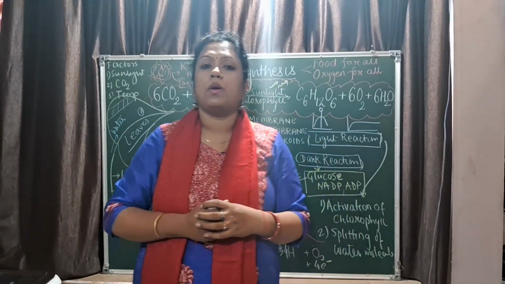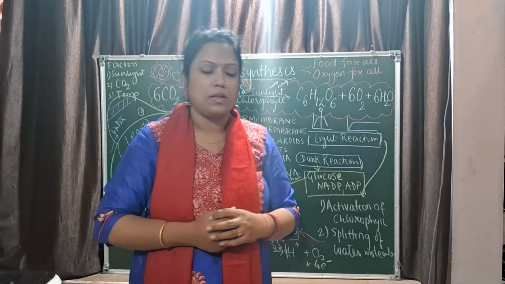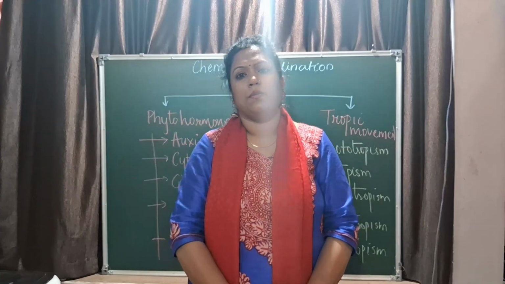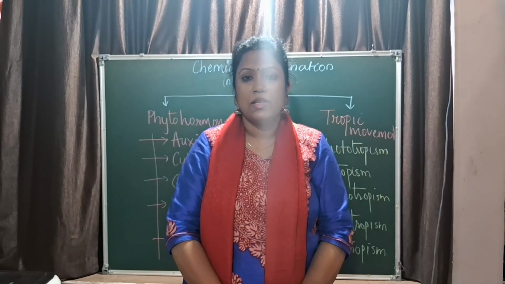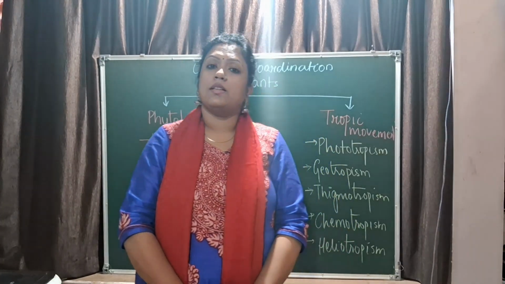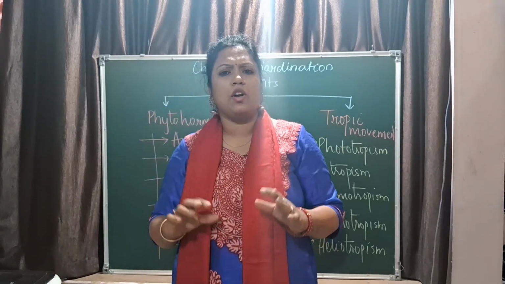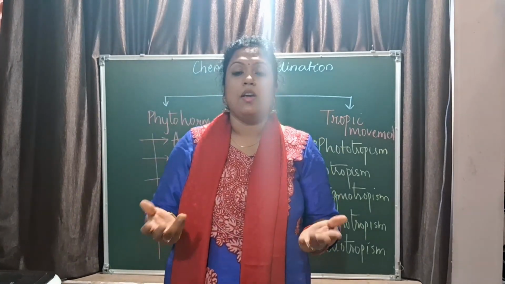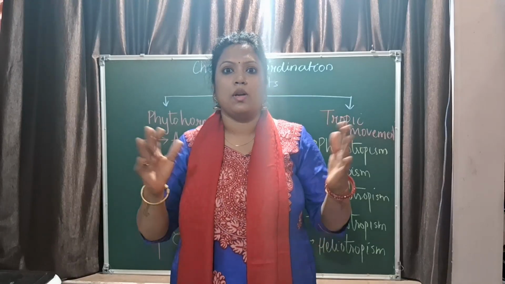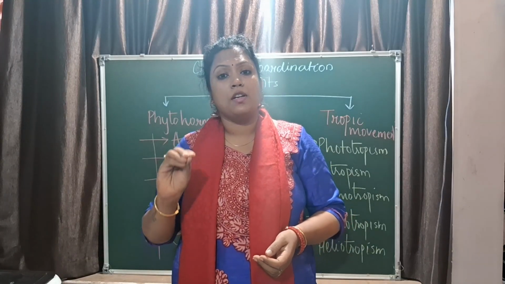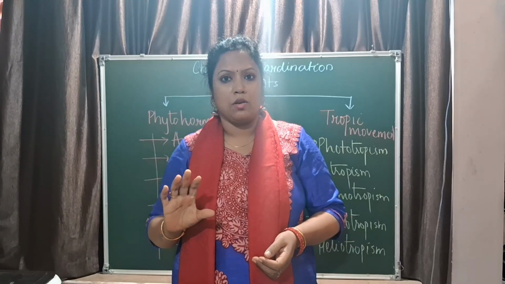Next, we talk about chemical coordination in plants. In chemical coordination in plants, you are going to study two separate topics, in which one is phytohormones, that is the plant hormones, and the other one is tropic movement. Now, when you talk about plant hormones, they are not very complex like what humans and animals have, the endocrine system as such. They are simple, but there is a specific function of each plant hormone.